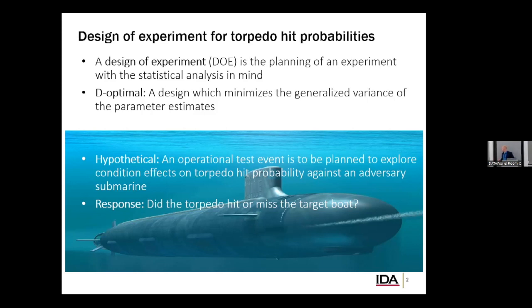So let's look at a hypothetical example. If we have an operational test event that is to be planned to explore the condition effects on torpedo hit probability against, say, an adversarial submarine, the response that we'd be interested in recording would be, did the torpedo hit or miss the target boat? So this is binary in nature here.